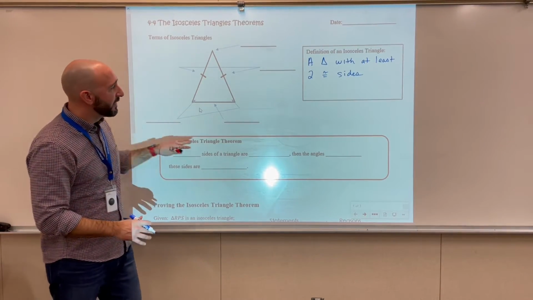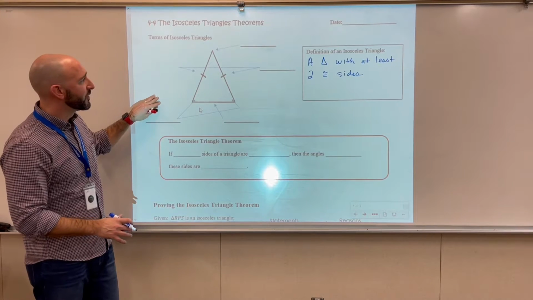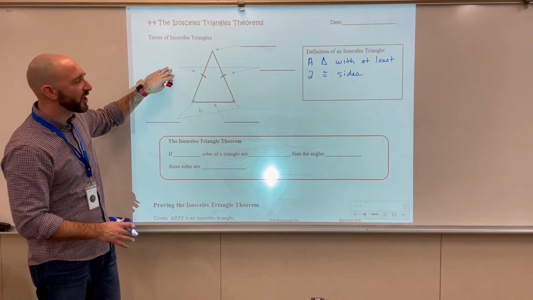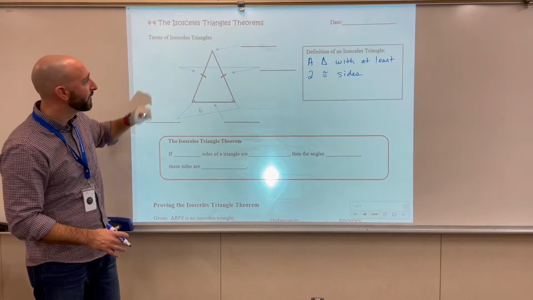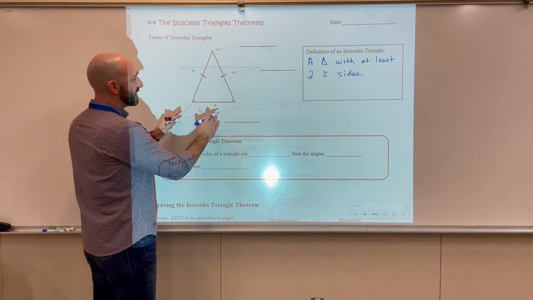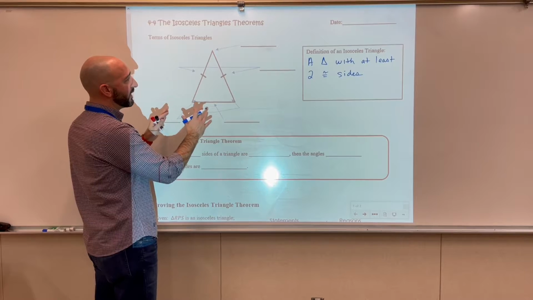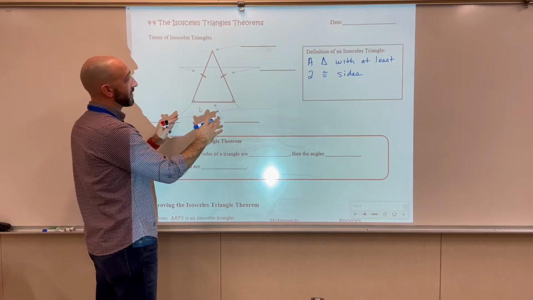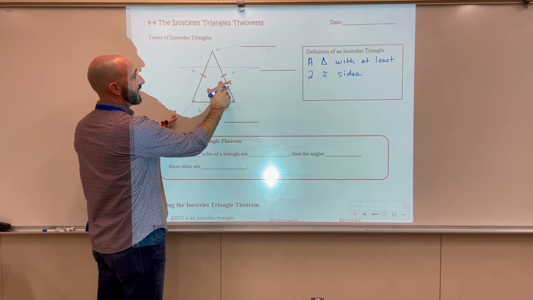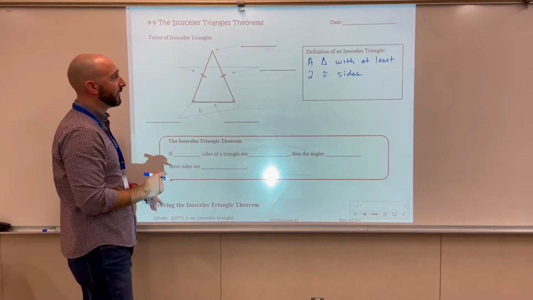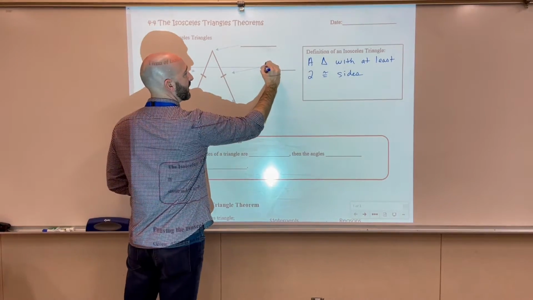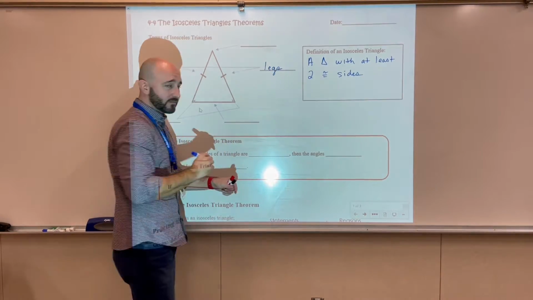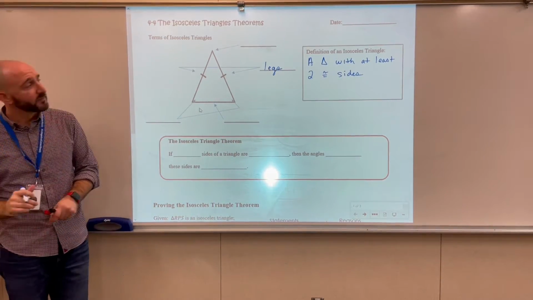Now, again, there's some very specific terminology when we talk about the parts of an isosceles triangle, and we're going to go over that right now. So if you look here, we can tell that this diagram represents an isosceles triangle because we have two sides that are labeled congruent. So these two congruent sides are called legs of the isosceles triangle.